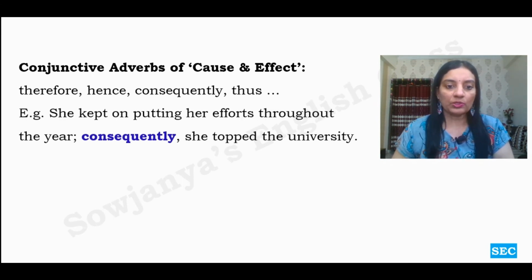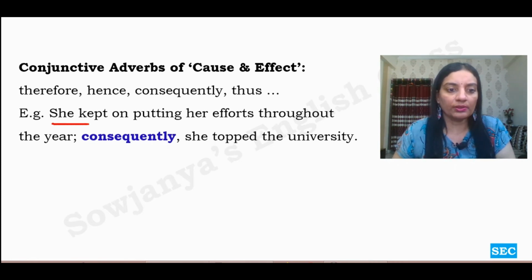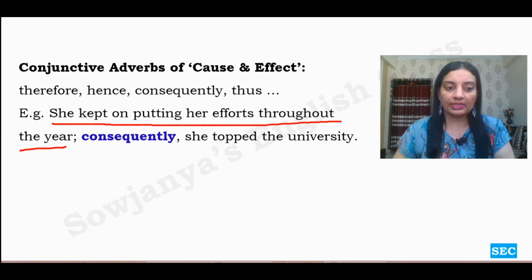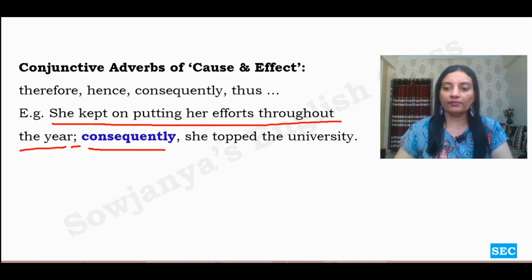Example: she kept on putting her effort throughout the year; consequently, she topped the university. So here, she kept on putting her efforts throughout the year. This is our first independent clause. What does it mean? In simple English, it means that throughout the year she was working, she was studying very hard. Followed by a semicolon, then comes our conjunctive adverb of cause and effect.